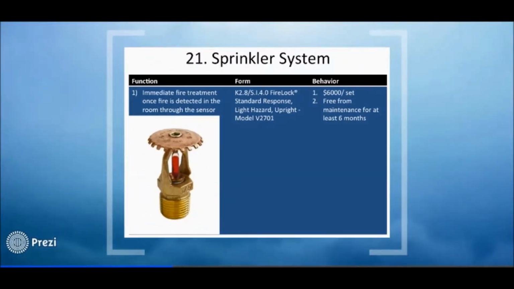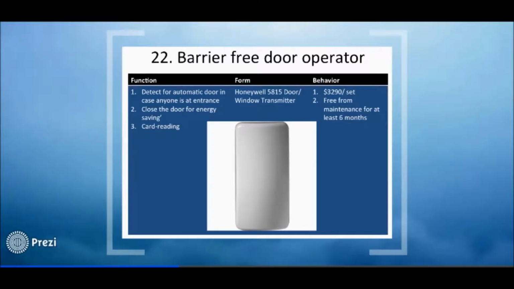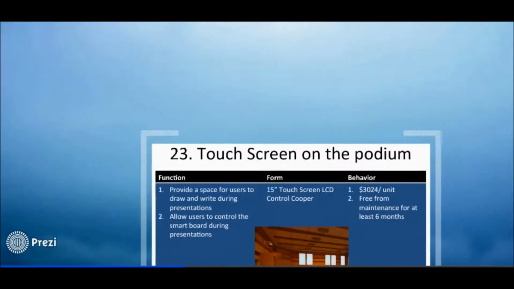Furthermore, we have the sprinkler system to supply immediate fire treatment once fire is detected in the room through the sensor. Then we have the barrier-free door operator that detects for automatic door in case anyone is at the entrance, which also closes the door for energy saving when nobody is there. And also there is this card reading function for security purposes.